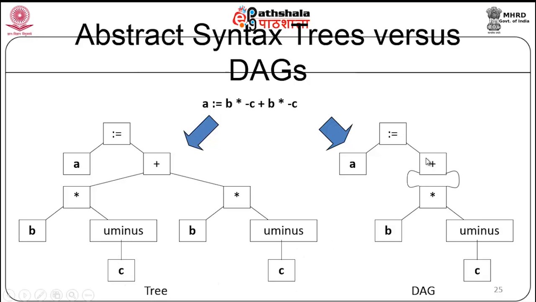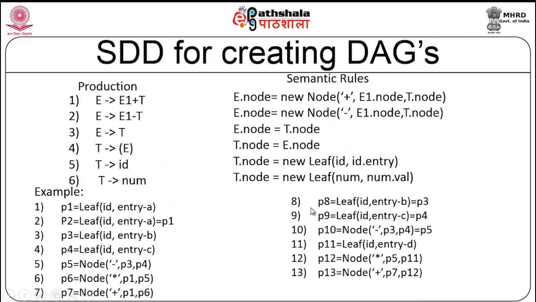Now I can represent this in a concise form in a DAG where this is a common expression. b star minus c is a common expression. So I can use that here, that is, I can join them as b star minus c here, and this plus operator has an LHS pointing to the same computation, and the RHS is also pointing to the same computation. So b star minus c is computed here, I am adding those two, and that is the result of this particular node. So this is one way of representing it, and these are the rules for creating a DAG.